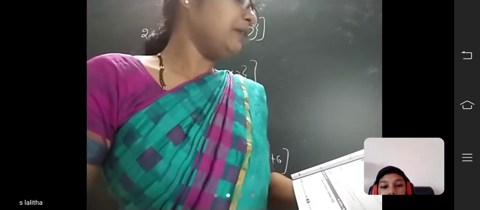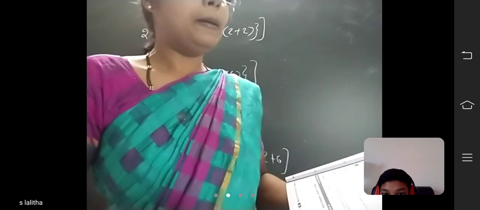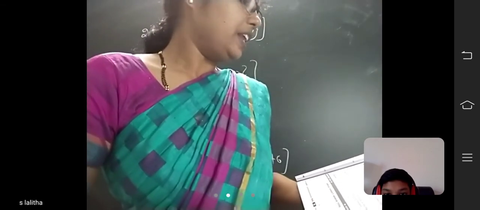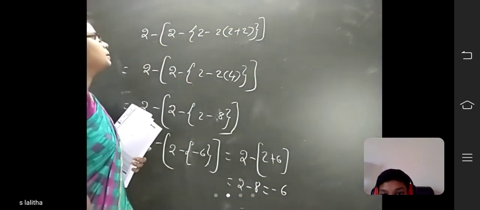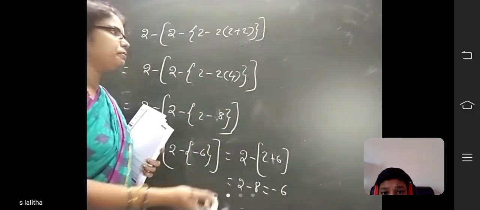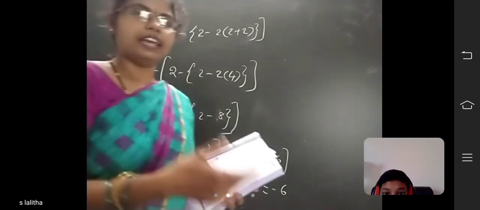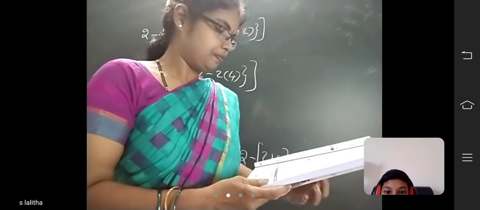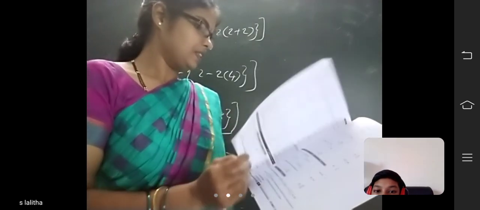If there is a plus sign before a bracket, then the terms in the bracket can be written directly after removing the brackets. If there is a minus sign before a bracket, then the terms in the bracket change their sign. So a bracket before plus means you should write directly. But a bracket before minus means the sign will be changed. Okay. Next is the sums here. Using the BODMAS rule, we should do the sums.